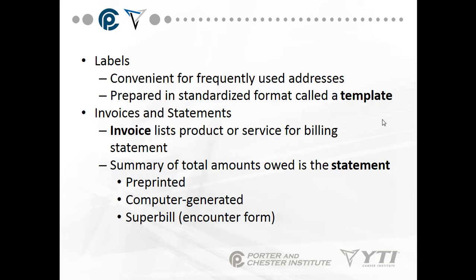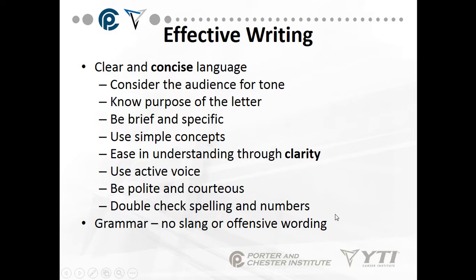Invoices and statements. An invoice lists the product or service for billing. So if you send out an invoice to your patients, you can call it a patient statement, the same idea. And the summary of total amounts owed is the statement. So the invoice is the list of the product or service, and the statement is the summary of total amounts owed. It's usually pre-printed or computer generated, and we do call it a superbill or an encounter form.